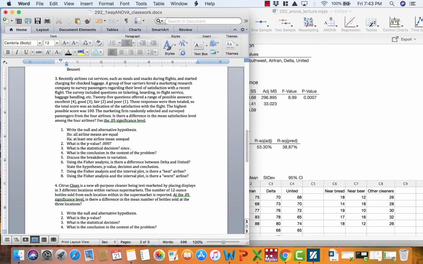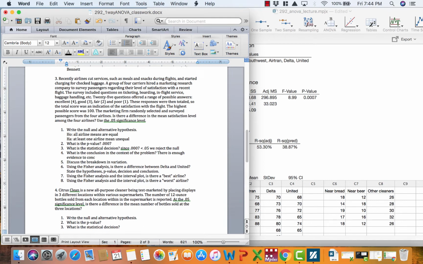Since 0.0007 is less than 0.05, we reject the null. What does that mean? There's enough evidence to conclude at least one airline mean is different. Do we know which one? Nope. Do we know if it's all of them? Nope. We only know at least one is different.